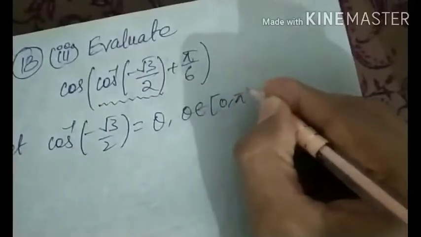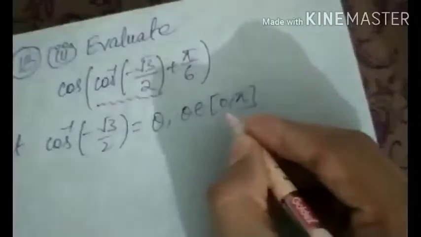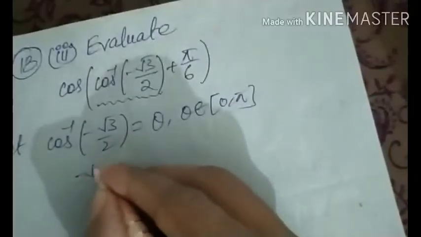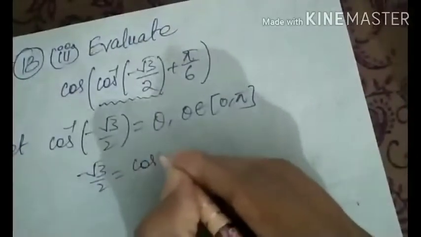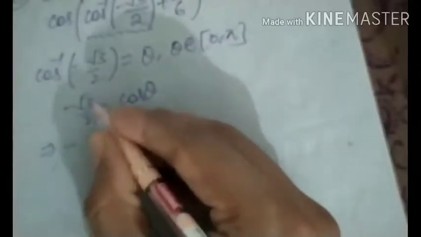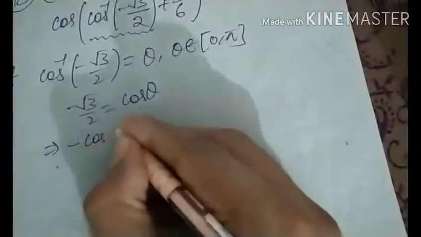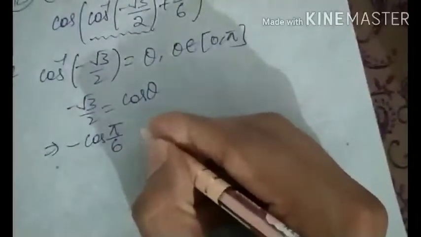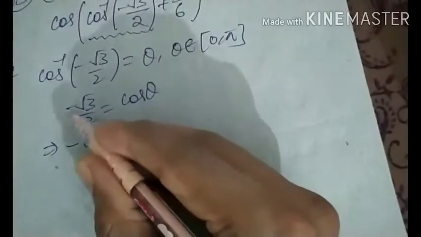First of all, let cos inverse minus under root 3 by 2 be equal to theta, and theta is in between 0 to pi. Since theta is in between 0 to pi, we can write minus under root 3 by 2 is equal to cos theta. And this implies that the value of under root 3 by 2 in the form of cos is cos pi by 6. Cos pi by 6 is root 3 by 2 and the minus as such is equal to cos theta.